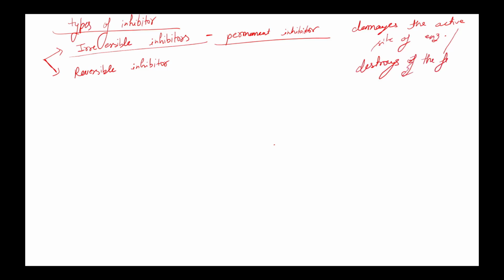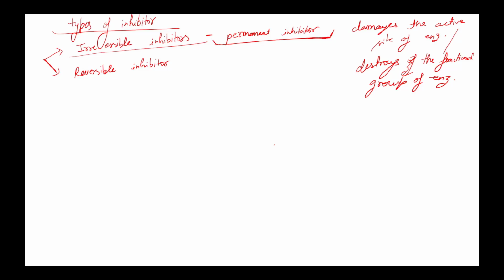which is important for its activity. So it makes a permanent kind of damage on the enzyme, and that cannot be reversed back. Okay, so this is a very strong kind of inhibition, which is irreversible inhibitor.